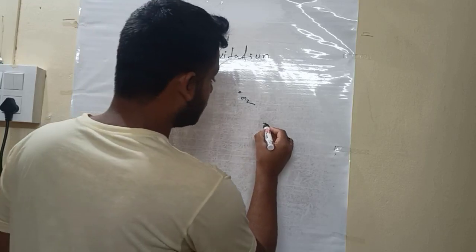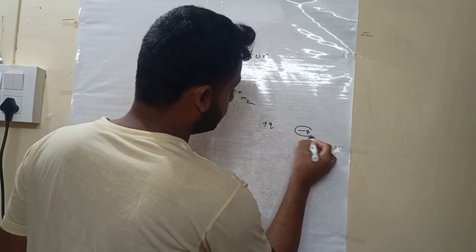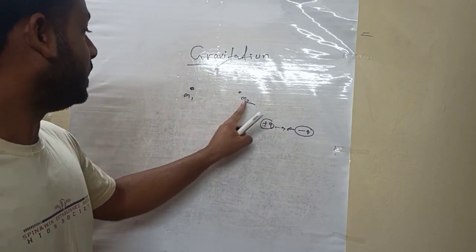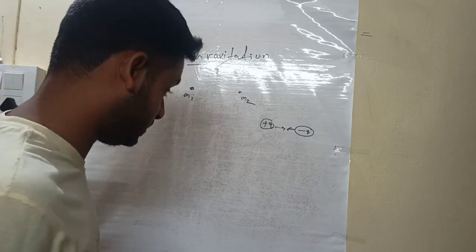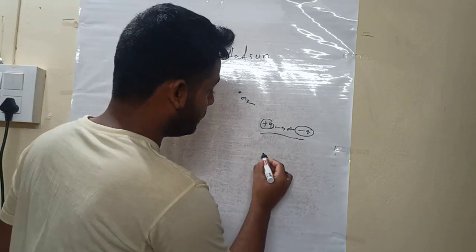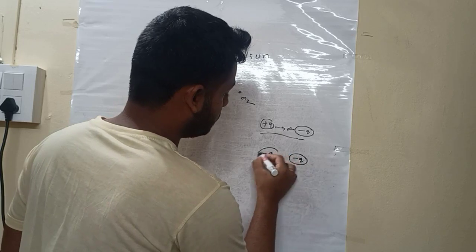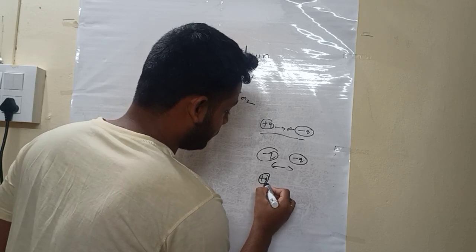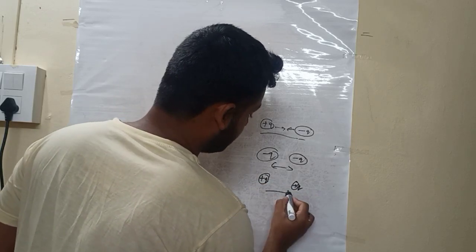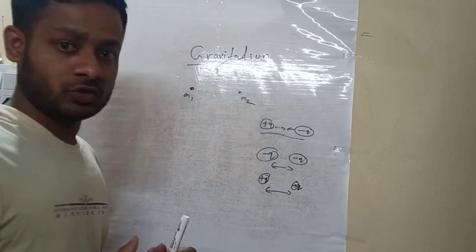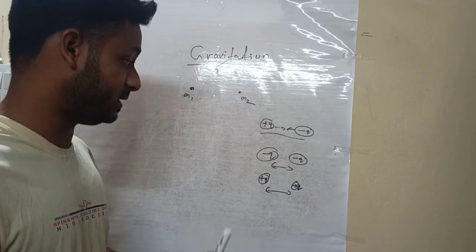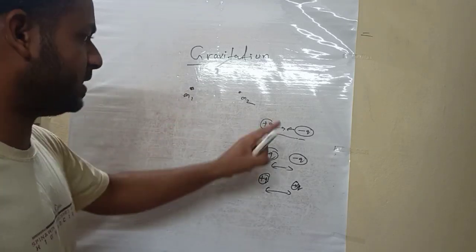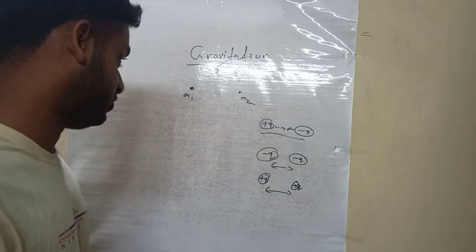As we know, if this is a positive charge and this is a negative charge, there will be a force of attraction. Like that, between m1 and m2 there is a force of attraction. But in the case of charges, if it is negative Q and negative Q, there will be repulsion. And if it is positive and positive Q, there will also be repulsion. So same types of charges repel, opposite types of charges attract. But in the case of masses, there will always be attractive forces.